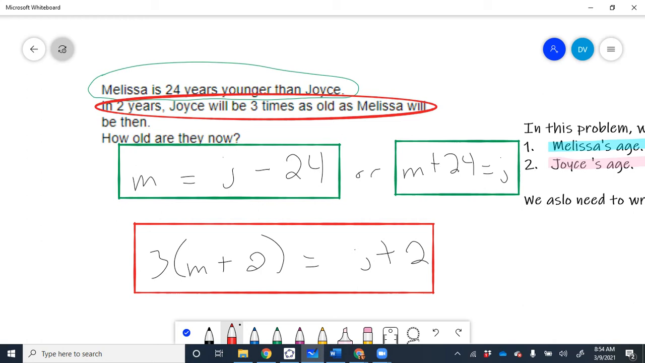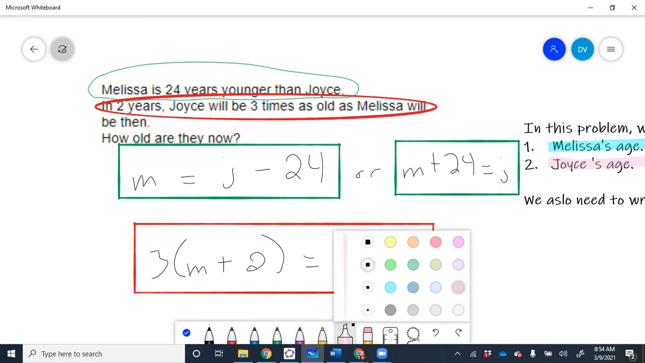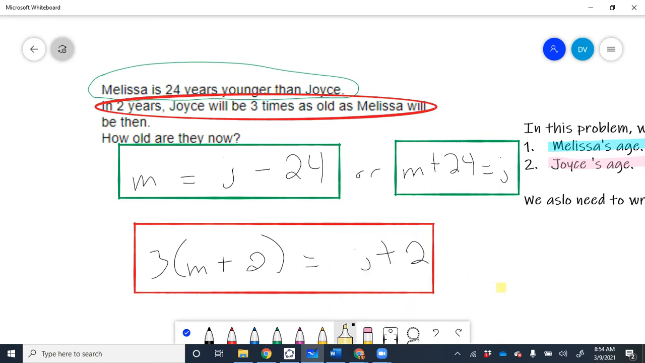I would probably use, and that's why I wrote it this way, since I have j almost by itself, right in here, the j is almost by itself. I would probably use the one that has the j by itself. I'd probably use that one for my green equation. So it's probably better if we use this green equation. I'm going to get rid of the other one. Remember, they both mean the same thing, but we want to use the one that's probably going to be simpler.